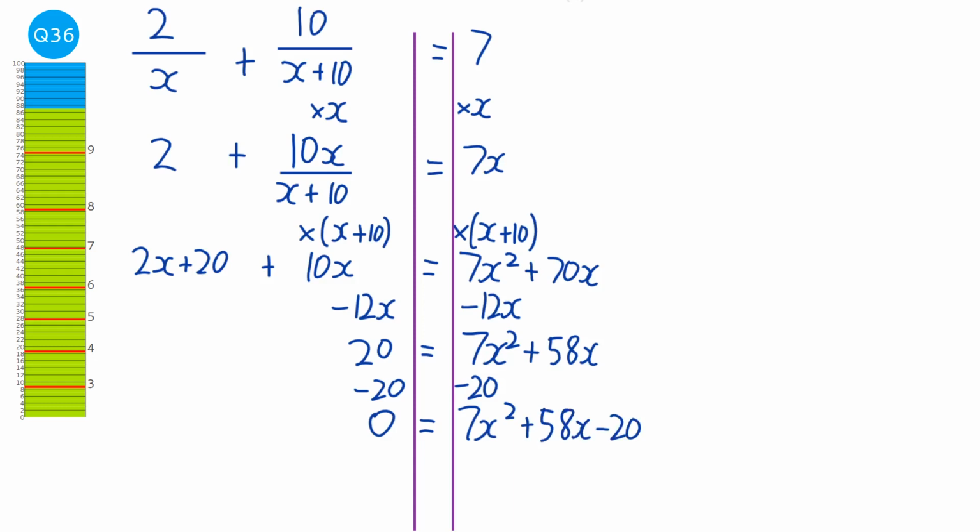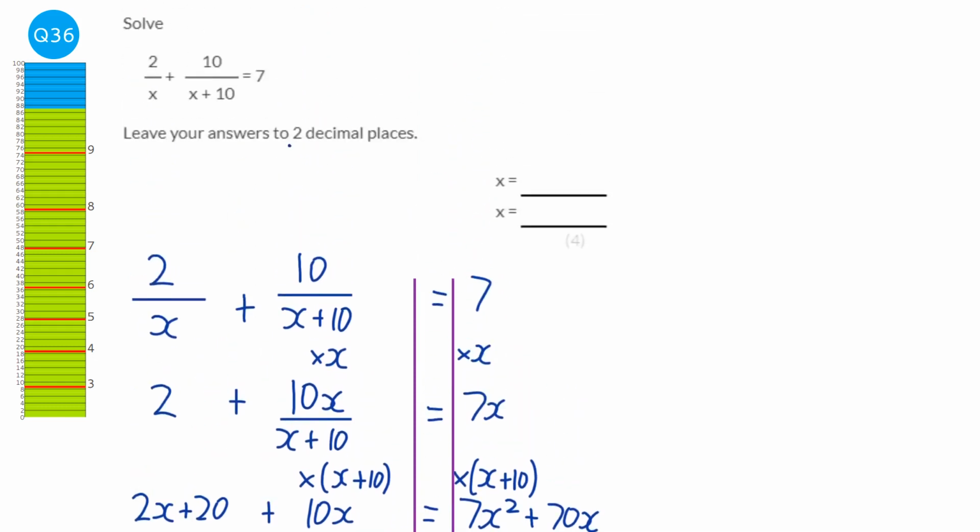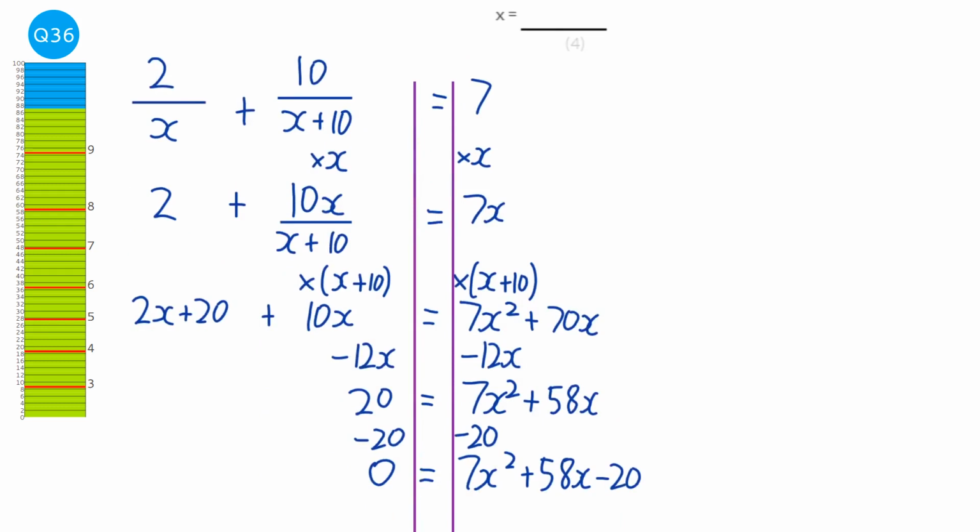Right, now, little hint in the question, it says, write your answer to 2 decimal places. That normally means we're going to be using the quadratic formula, and looking at this question, it doesn't look like we can factorize it. So, quadratic formula, we need to know what a, b and c are. A is the coefficient of the x squared, which is 7. B is the coefficient of the x, which is 58. And c is the number on its own, which is minus 20.